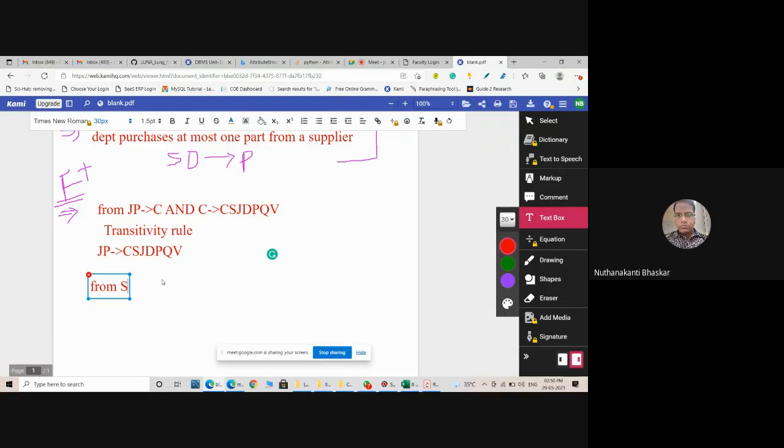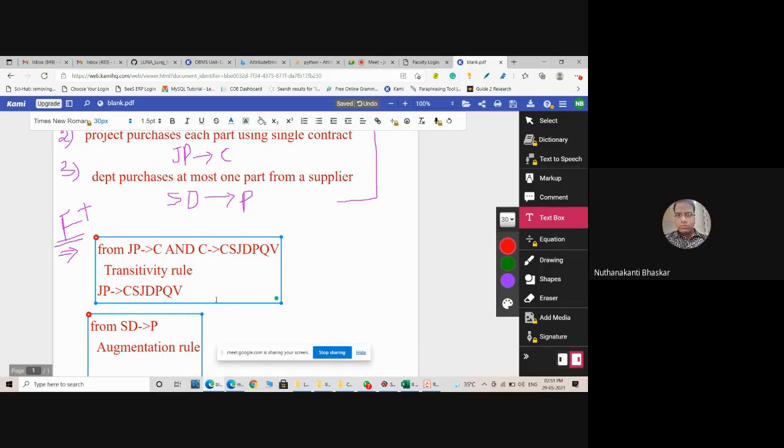The next one is here. From SD determines P, you apply the augmentation rule. So what is the meaning of the augmentation rule? You can add any variable on both sides, so that is possible. Yes or no? Yes, sir. Why I am adding, you will understand. SD determines P is there, even though you can write like this also.